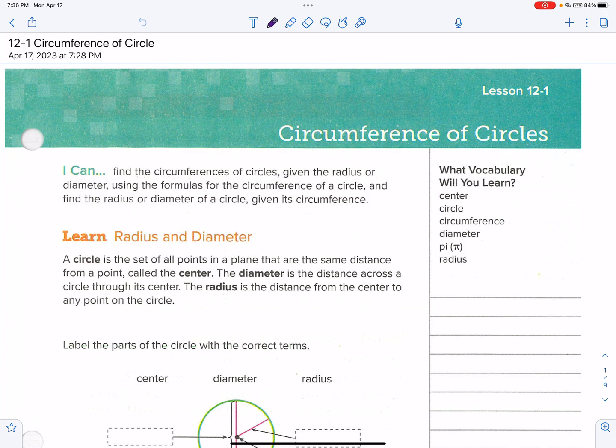Today we're starting a new unit all about different formulas: area, circumference, volume. So this is our formulas unit, module 12. This is lesson 12-1 on circumference of circles. Something you haven't learned in 6th grade, so this is new to you.